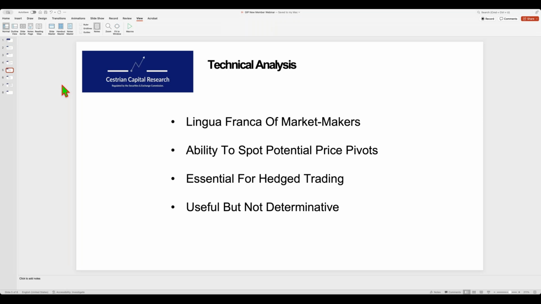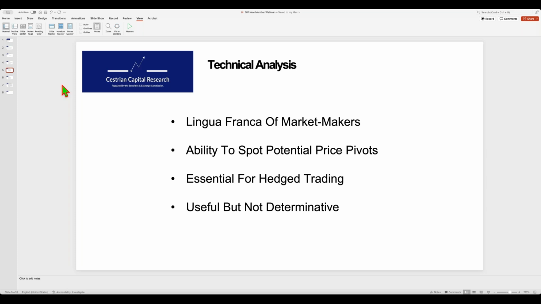It is, in my opinion, essential if you adopt hedged trading, as I do. I like to use long, short ETFs in a hedged trading fashion. And understanding how to use technicals for that is critical because, again, it helps you to spot where pivots may happen. It helps you to spot where it might be opportune to place a hedge, where to release a hedge, and so on. Technical analysis, again, I would describe as useful, but not determinative.